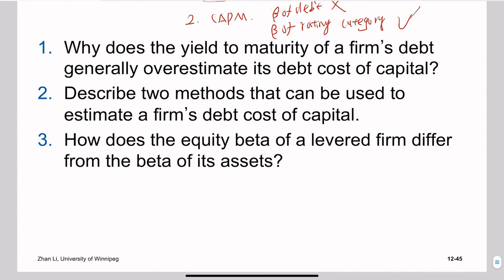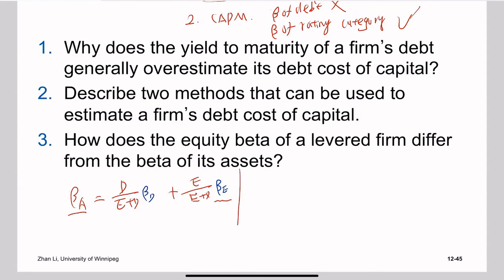Third, how does the equity beta of a levered firm differ from the beta of its asset? First, you could actually think about the formula, right? So you can see that the beta of its asset equals this guy here. Very obviously, this is, sorry, I should not write down cost of debt and the cost of equity. I should use beta of debt and beta of equity. So clearly you can see that this is beta of equity, and this is the beta of the firm's assets. So obviously these two numbers are different.